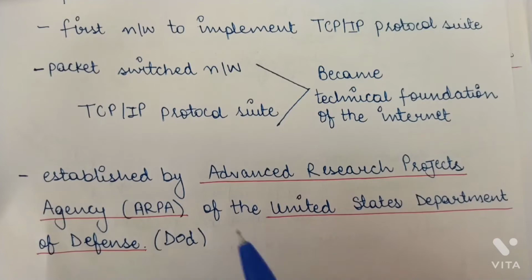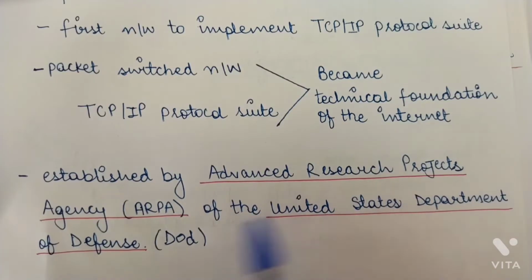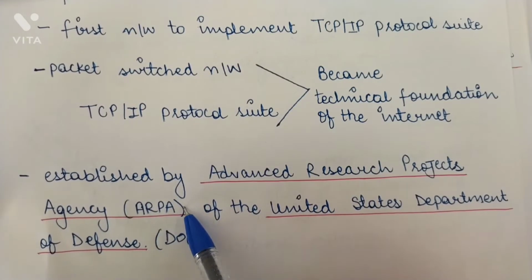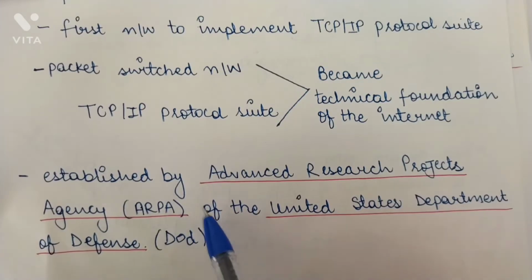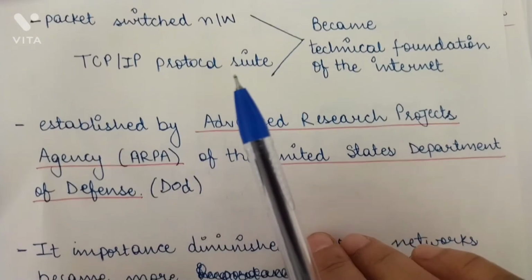So it wanted a kind of network which would be more secure. With this intention, the Department of Defense of the United States established the Advanced Research Projects Agency, ARPA, and this network was then known as the ARPANET. Okay, later on it was used for various research purposes by the academicians also.